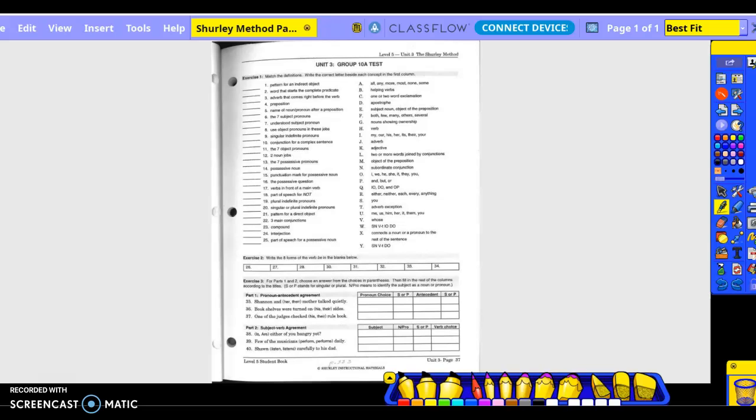So pattern 3, which one shows pattern 3? What letter? W. Okay, word that starts the complete predicate. So what word, what classification usually starts the complete predicate? The verb. So letter H.